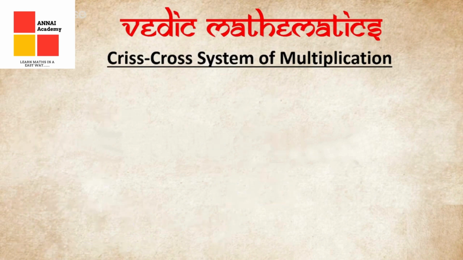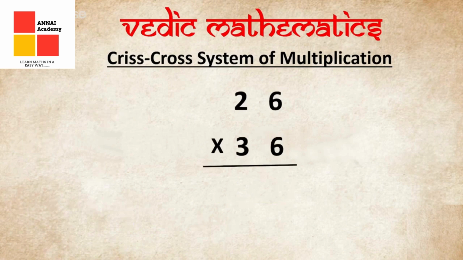Let's move ahead and see another question. Now we have to multiply 26 by 36. First of all, we will go to the numbers of unit place. In unit place, both sides have 6. So 6 into 6 is 36. This is our step 1.